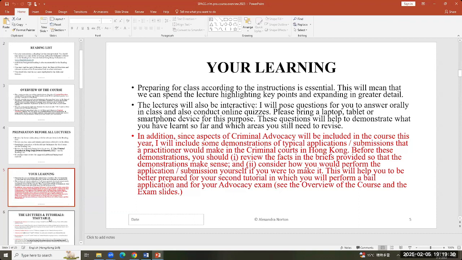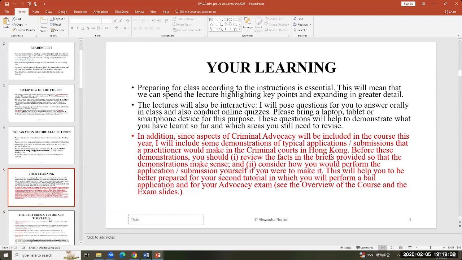And then my aim is, at the end of it, we can then have a discussion about why did I say this? Why did I not include this? What would you have included that I didn't include, and why? All right. So if you do that, I really think you'll get the most out of the demonstration, and you'll be in the best possible position going into tutorial 2, where you then have to stand up and perform your own bail application, right?